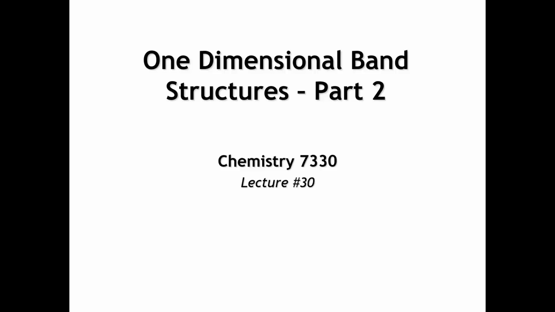In the last lecture, we looked at the electronic band structure of a one-dimensional chain of hydrogen atoms. In this lecture, we're going to continue on in one dimension, but we're going to look at slightly more complicated examples.